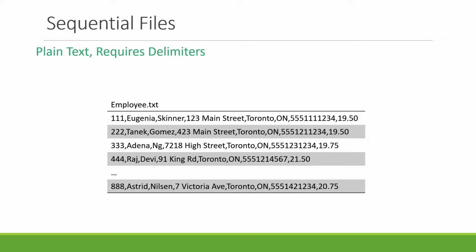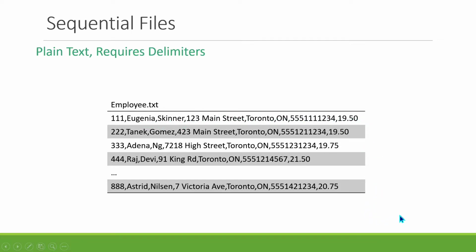So for example, this was the employee text file that we had in a previous video, where each record describes one employee, and each field describes a piece of information about a particular employee. Because they're plain text, we have to use delimiters to separate the fields. So here I'm using commas. And we use the new line character as a record delimiter. Field delimiters and record delimiters are two different things. Field delimiters separate the fields, and record delimiters separate the records.